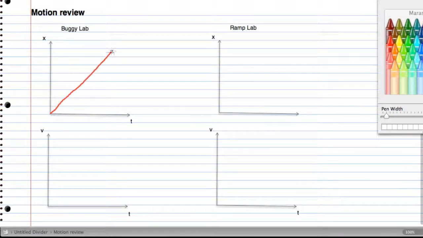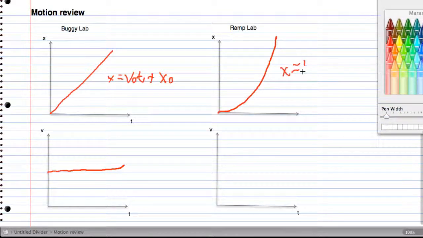So this is for the buggy lab, and this was for the velocity versus time for the buggy lab. And we got an equation. X is the velocity times the time, and of course we have to incorporate the initial position. And for the ramp lab, we got a slightly different set of equations. We got a parabolic curve here to indicate that it's accelerating, and we got a little bit of a different formula.